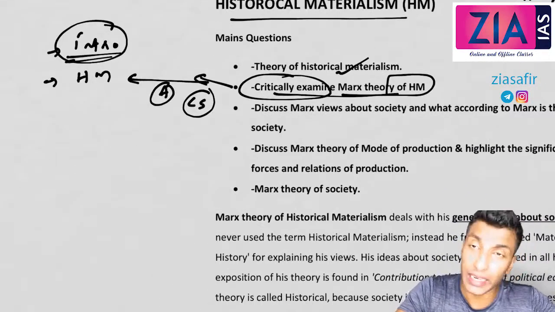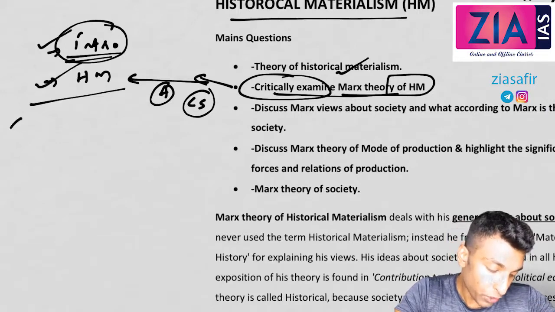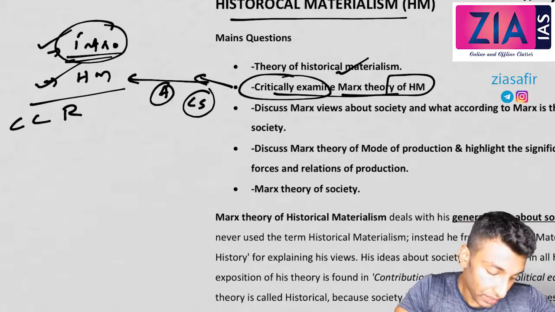So the first part you have to do. Here we talked about critically analyze. The structure is what I'm telling you: introduction, historical materialism. Then I've told you to follow this formula, CCR, right? The first C is contribution.